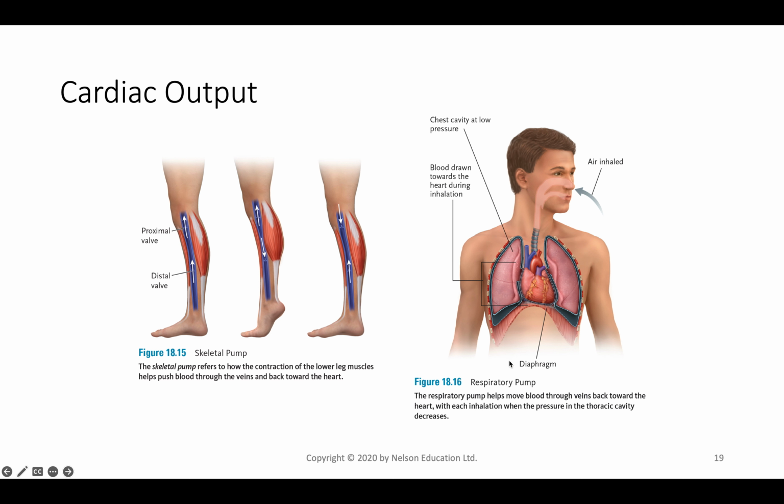The respiratory pump works when the blood is being pressurized back into the heart as we are inhaling and exhaling, with the pressure of the thoracic cavity. So every inhale and exhale is going to change the pressure of the thoracic cavity, meaning the blood's more likely or less likely to be drawn into the heart via the veins and the vasculature. So every breath actually helps return the blood supply back to the heart as well.